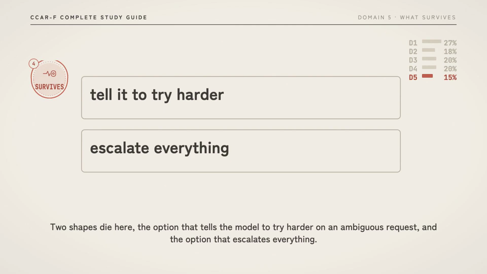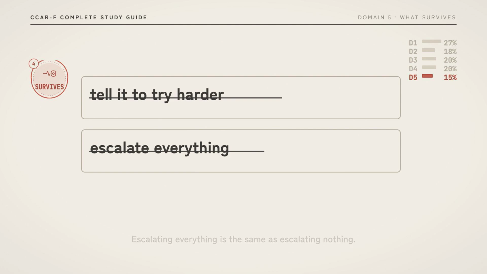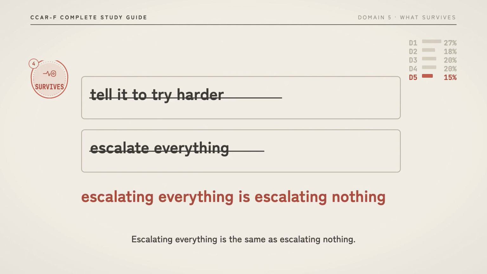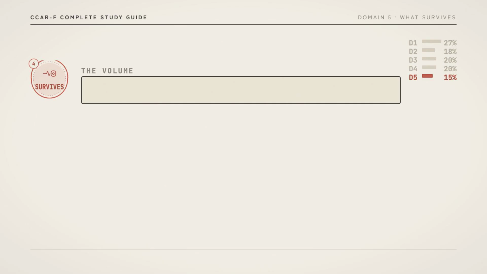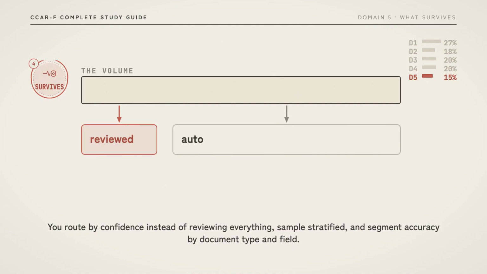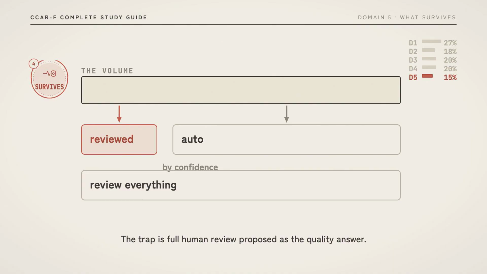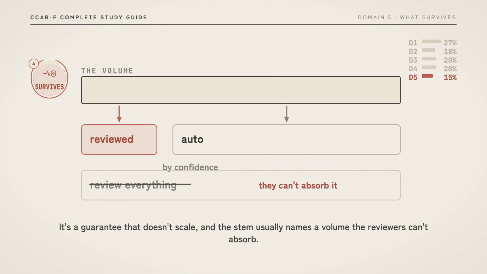Two shapes die here, the option that tells the model to try harder on an ambiguous request, and the option that escalates everything. Escalating everything is the same as escalating nothing. Then human review, the third guarantee named back in the biggest domain and scored right here. You route by confidence instead of reviewing everything, sample stratified, and segment accuracy by document type and field. The trap is full human review proposed as the quality answer. It's a guarantee that doesn't scale, and the stem usually names a volume the reviewers can't absorb.